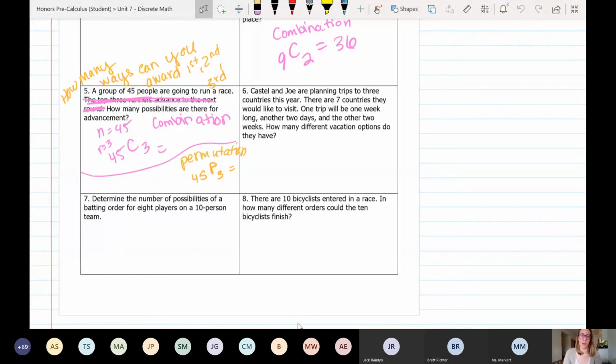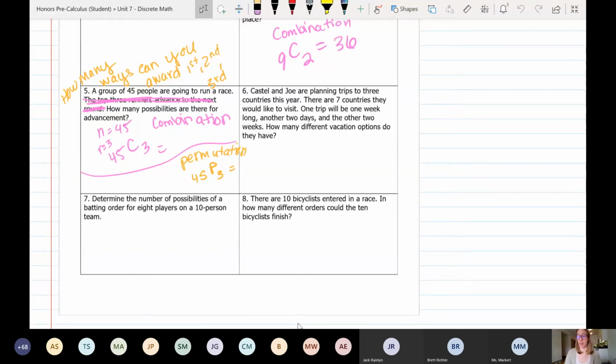All right, so the numbers stay the same. It's still 45 out of the whole group, and you're picking 3 of them. Combination, we don't care what order they're picked. We just want 3. Permutation, we do care about the order because we're giving them prizes for being in different positions. So order matters. So we would do 45P3 and whatever number that gives you. You will definitely get 2 different numbers.